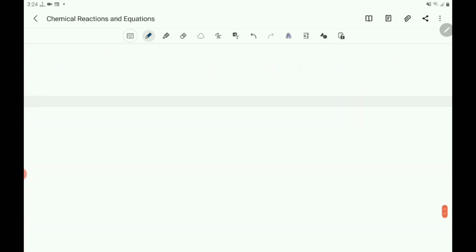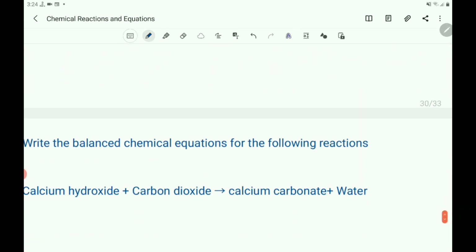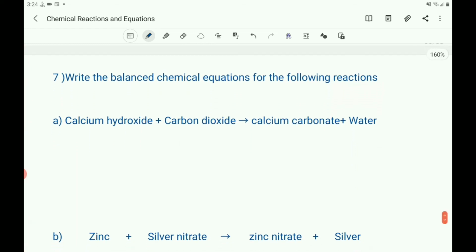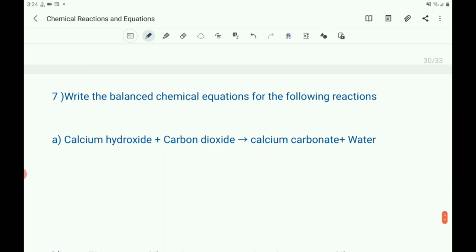Next question, 7th question. What is the 7th question here? Write the balanced chemical equation for the following reactions. Here the word equation of the chemical reaction is given. We have to write the balanced chemical equation. The first one is A. Calcium hydroxide plus carbon dioxide gives calcium carbonate plus water.